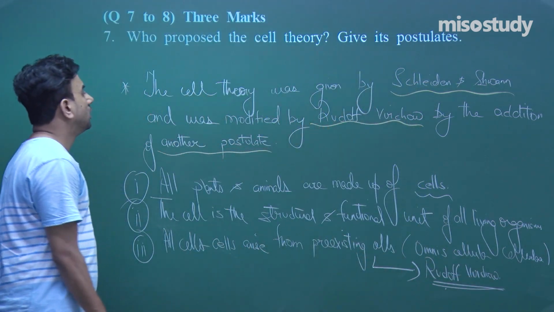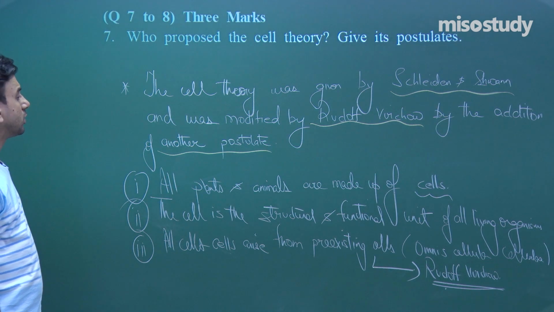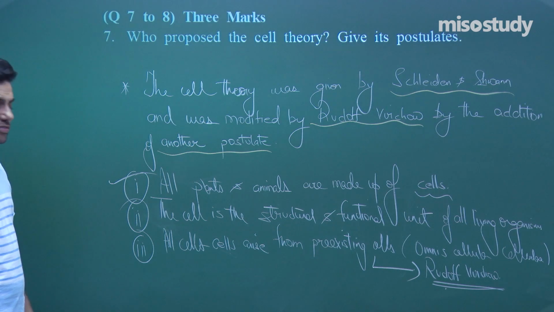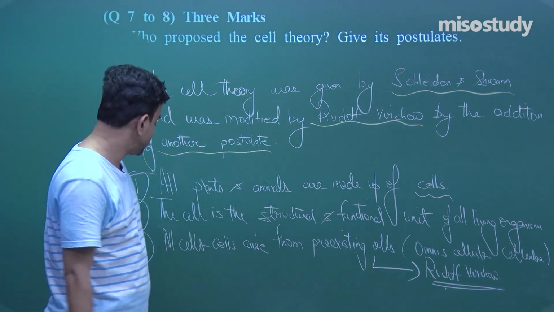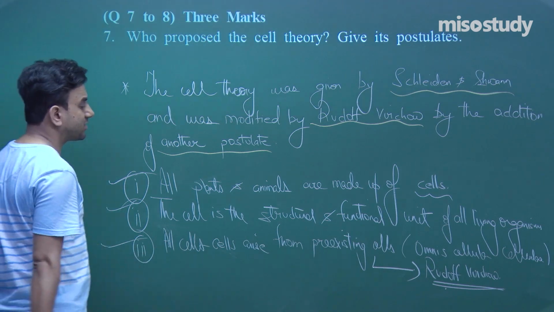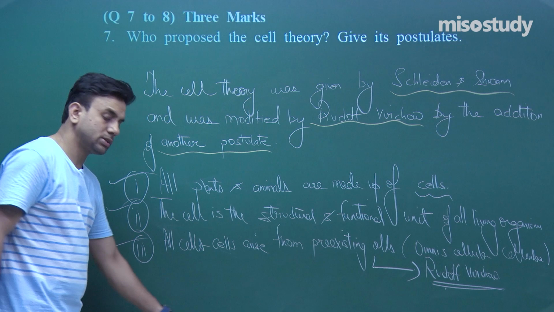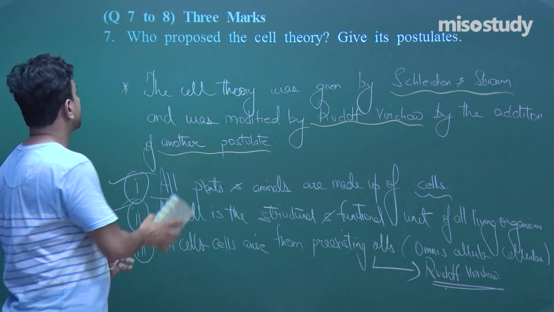Okay. The cell theory was given by Schleiden and Schwann and was modified by Rudolf Virchow by the addition of another postulate. All plants and animals are made up of cells. The cell is the structural and functional unit of all living organisms. All cells arise from pre-existing cells, omnis cellula cellulae. Right. So this is the whole of the cell theory.